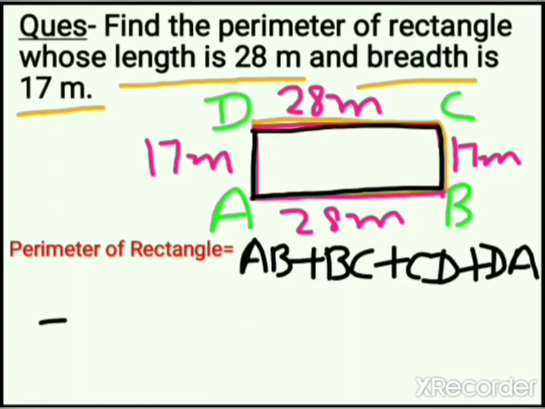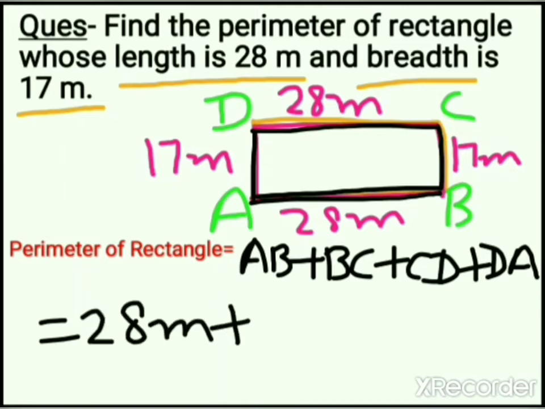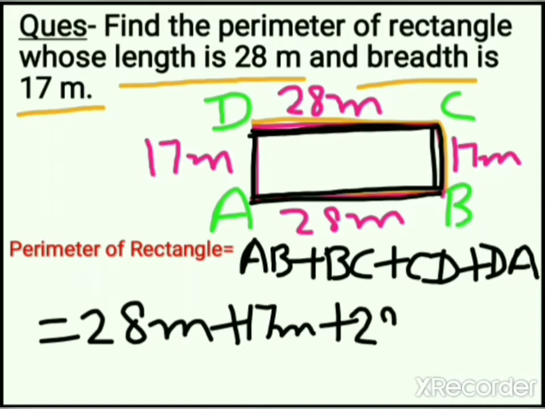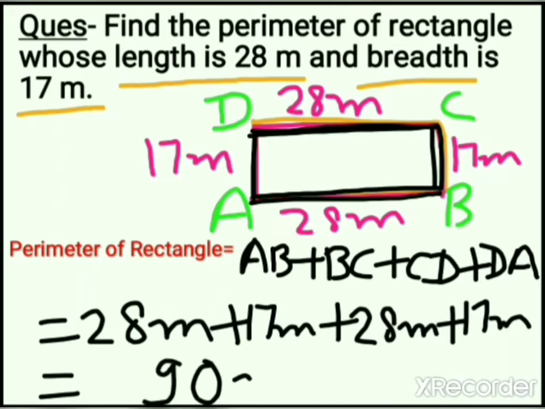Now, what is the length of AB? It is 28 meter. And what is the length of BC? It is 17 meter. What is the length of CD? It is 28 meter. And what is the length of DA? It is 17 meter. We will add all these and get our answer. On adding, we get 90 meter. So the perimeter of this rectangle is 90 meter.